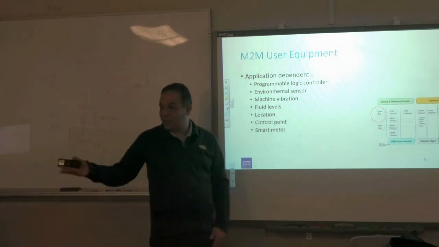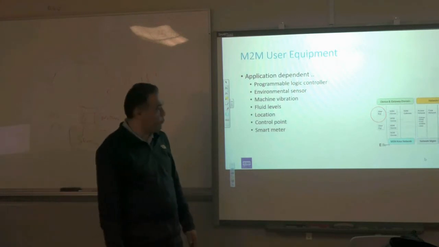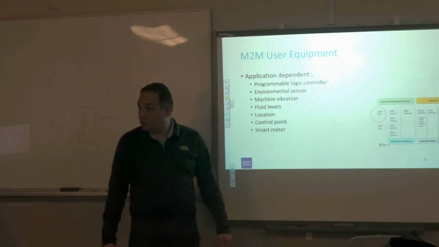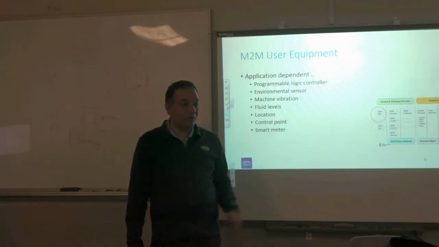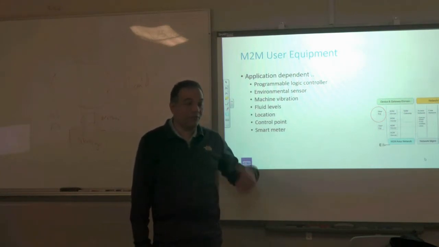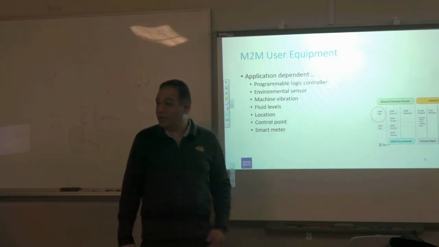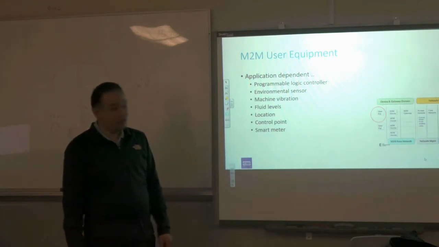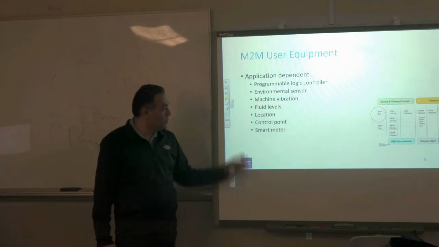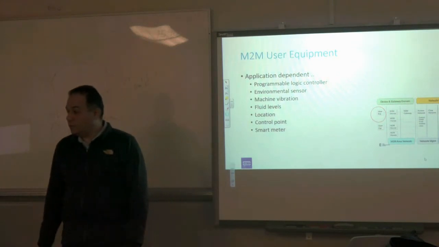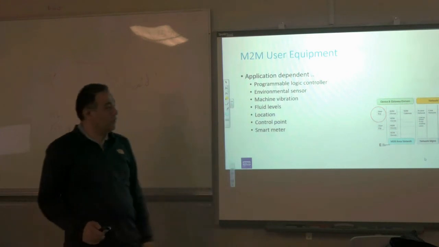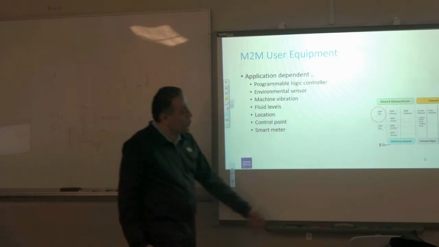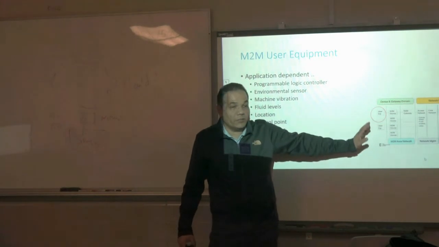Fluid levels, like the gas, I told you, the oil example. Location, and location, that's a big story. Is it GPS? If it's GPS, maybe it's very expensive. What kind of location detection system you're going to have, control point, smart meter, this could be anything. Could be a long list, right? Long list. So looking at the user equipment by itself is a whole science.